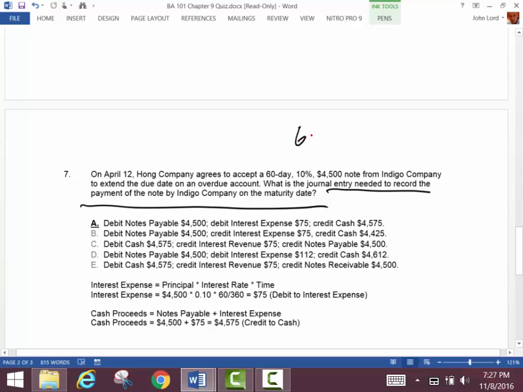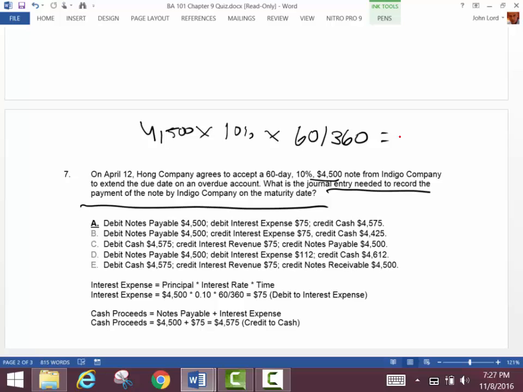We're going to take the interest, 60 out of what? 360 days. And we're going to multiply that times the, what's the interest rate on this thing? 10%. And how much did we borrow? $4,500. Is that the interest expense? What does that give us? $75? Chapter 2, guys. Go back and watch the Chapter 2 lecture. We did the same exact thing. We just set these up.